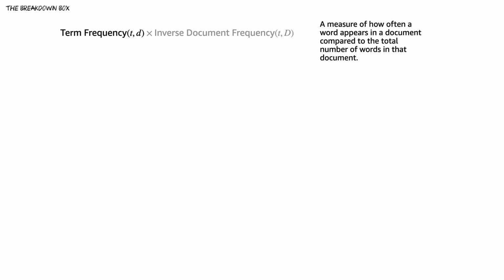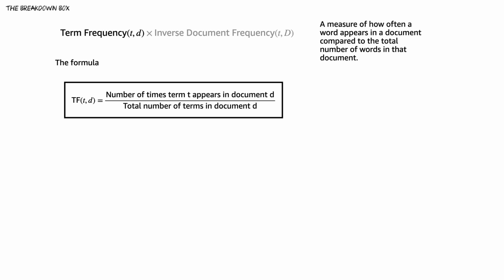Now let's break down the first part of TF-IDF, term frequency. Sounds complicated, but it's really just a measure of how often a word appears in a document compared to the total number of words in the document. So the formula for term frequency is simple. TF equals the number of times a word appears in the document divided by the total number of words in the document. Let's look at an example to make it clear.